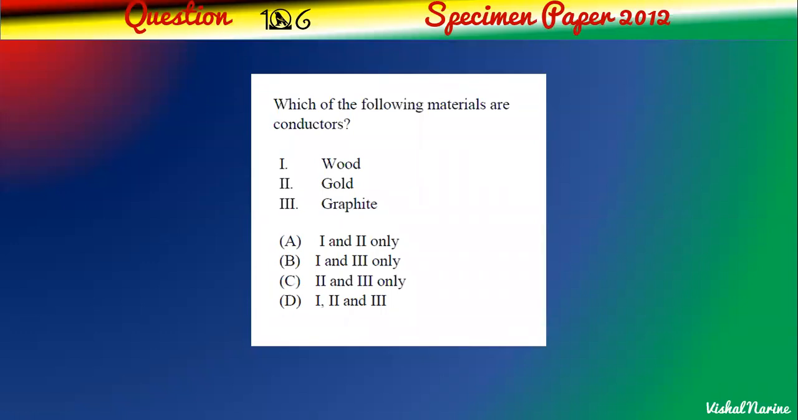So which are conductors? Wood, well, no. Actually, the answer becomes very clear after that. Wood is not. A, B, and D are not responsive. But we check it through, gold and graphite are indeed conductors.